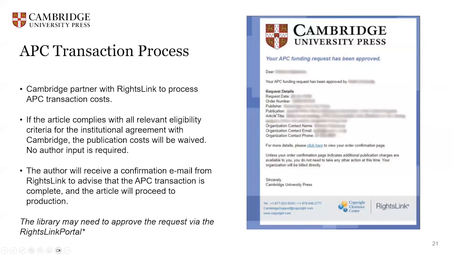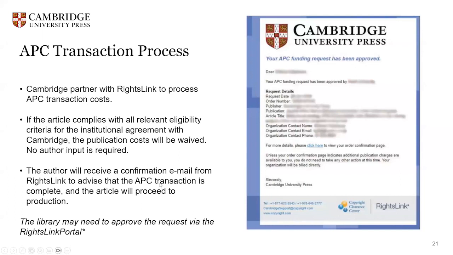If the article complies with all relevant eligibility criteria for the institutional agreement, the publication cost will be waived. No author input is required. And they will also receive a confirmation letter from RightsLink like this. Your APC funding request has been approved. And then you don't have to pay any fee. And the article proceeds to production.